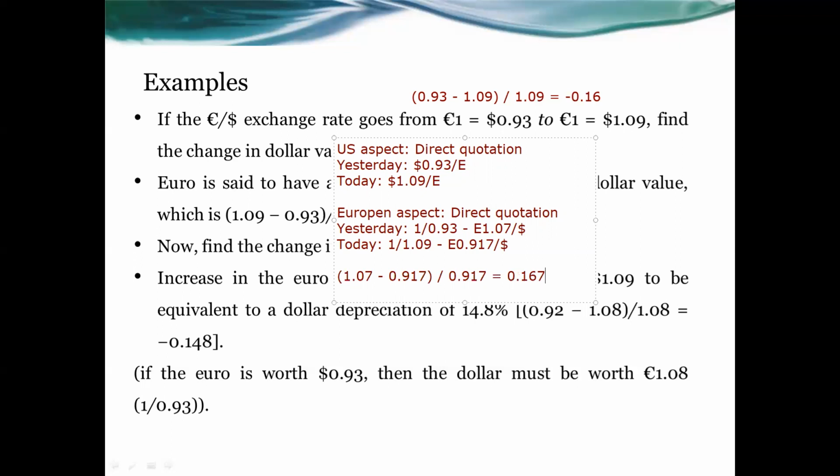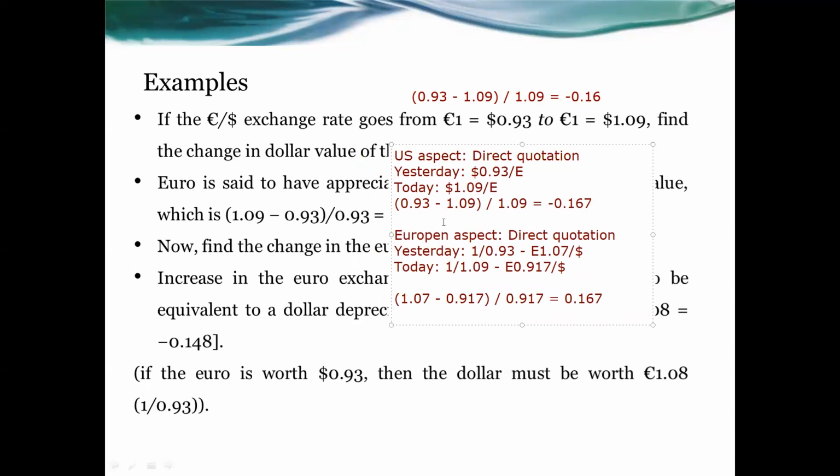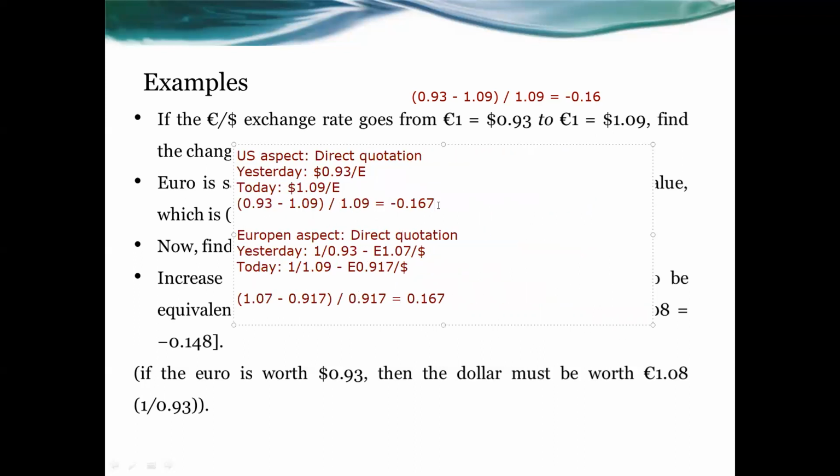Okay, so that's the thing. Now here what we are taking, I'm using 0.93 minus 1.09 and divided by 1.09. It is equal to minus 0.16. Right? You will see the same values, but one getting minus, the other one getting a positive value. Right? What does that mean? That's the thing you need to understand.